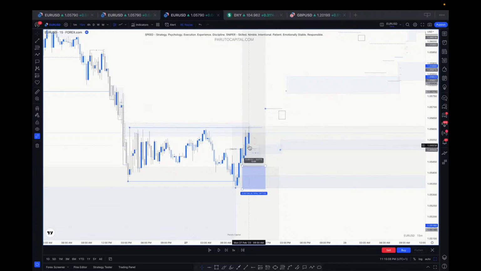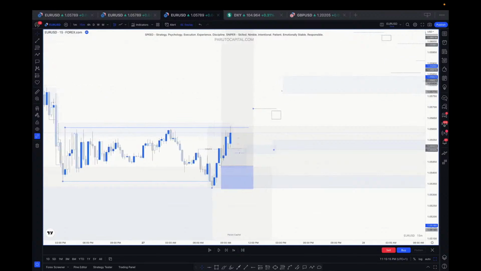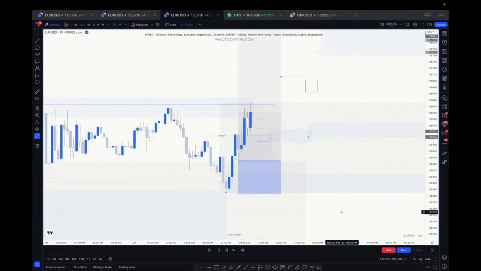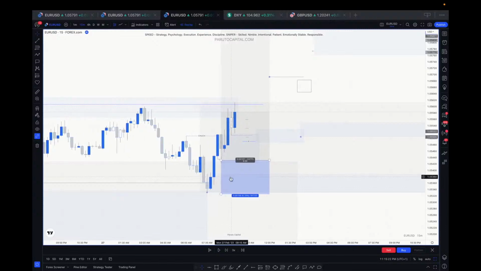Now, just before I continue. Now, this is a 15-minute entry, but let's assume we wanted to refine this. Okay. Now, you'll notice something here that I want to highlight. Now, you can see here that this candle.